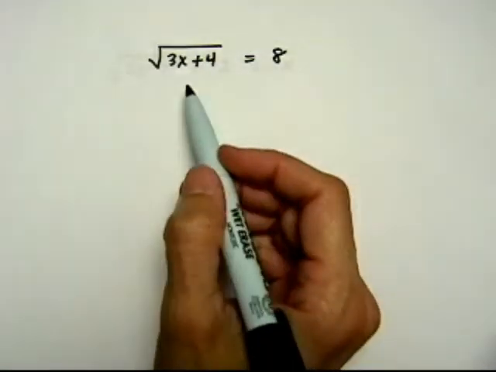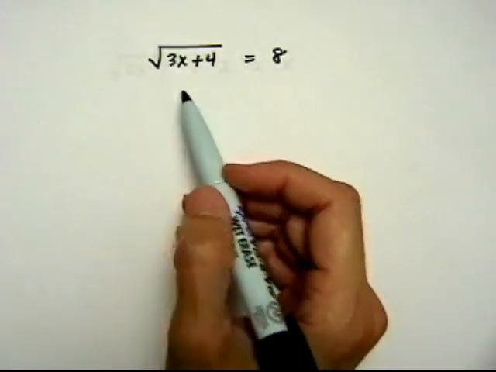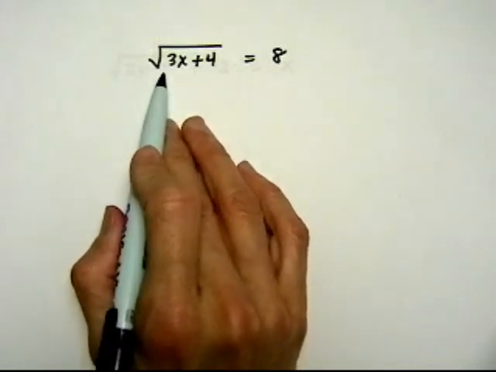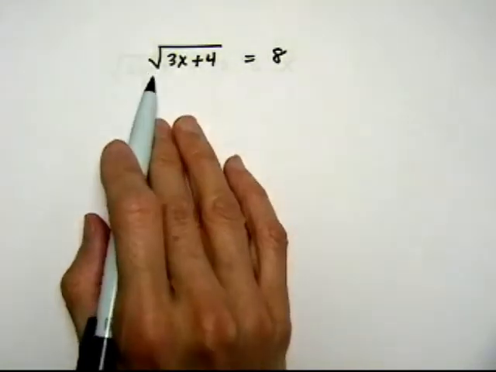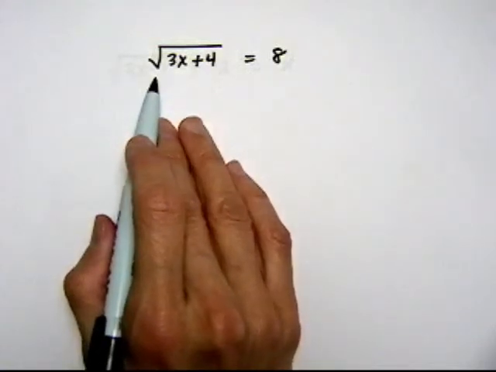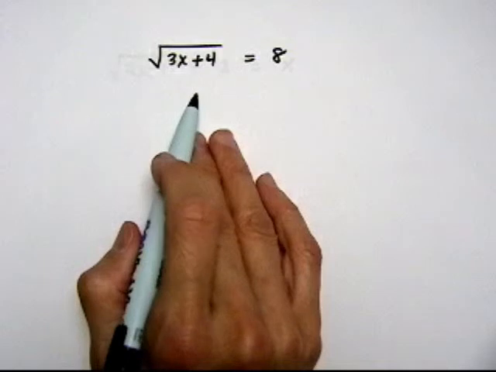Here we're going to solve a couple of equations that contain square roots, and in each case the equations will contain only one square root. The first thing you want to think about when solving a square root equation is to get the root isolated on one side of the equation and then square both sides of the equation.